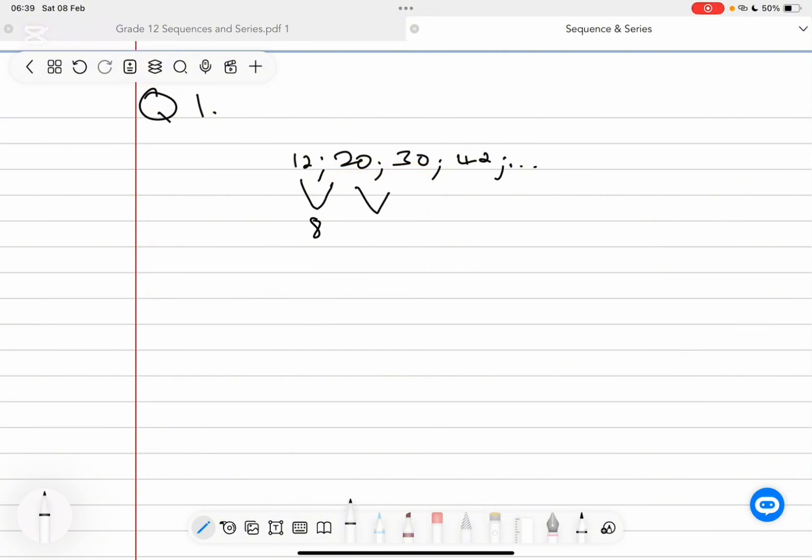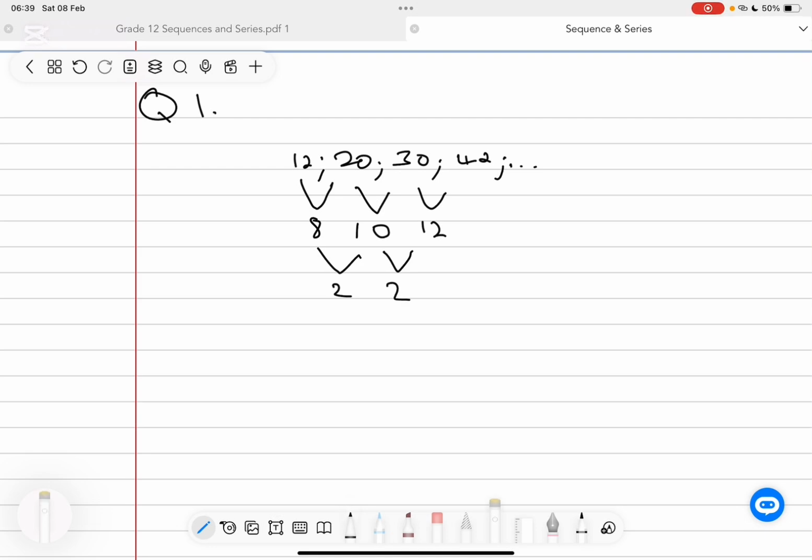Remember, when we look for the differences here, we are subtracting successive terms, the next term minus the previous term. Then I also say 42 minus 30, and I should get a 12. In a quadratic sequence, we also have the second difference, which should be a constant. Here I say 10 minus 8, that gives me a 2. 12 minus 10 gives me a 2 as well.